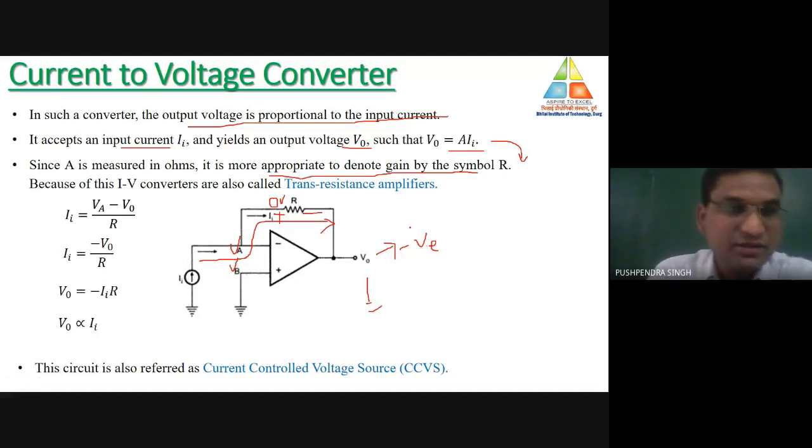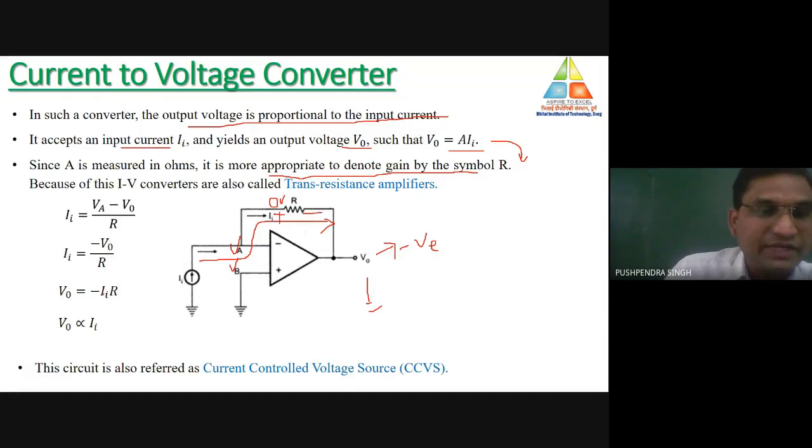So here, what is the value of V0? V0 is directly proportional to the current. This is the calculation part. So I is equal to VA minus V0 divided by R. VA is due to virtual ground, it is connected to 0. So I is equal to minus of V0 divided by R.